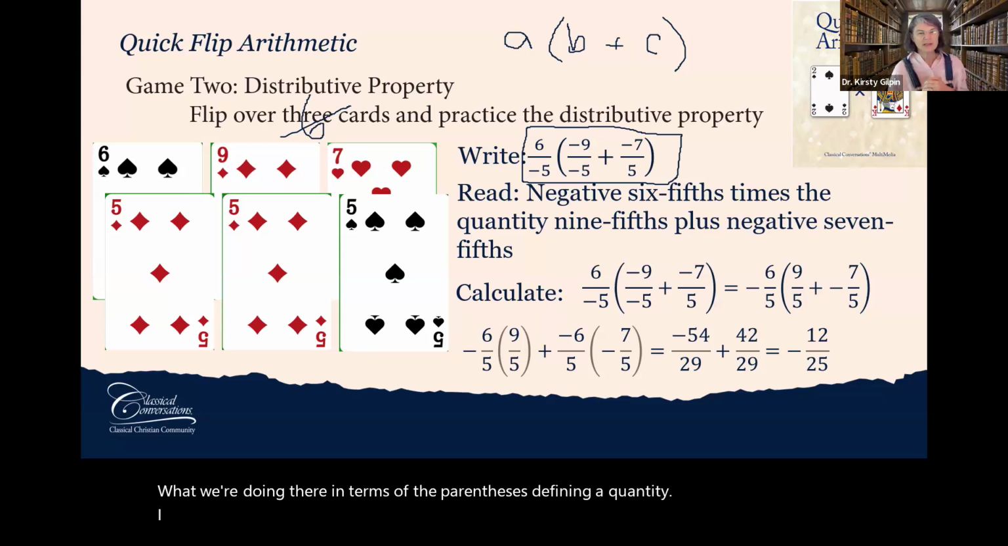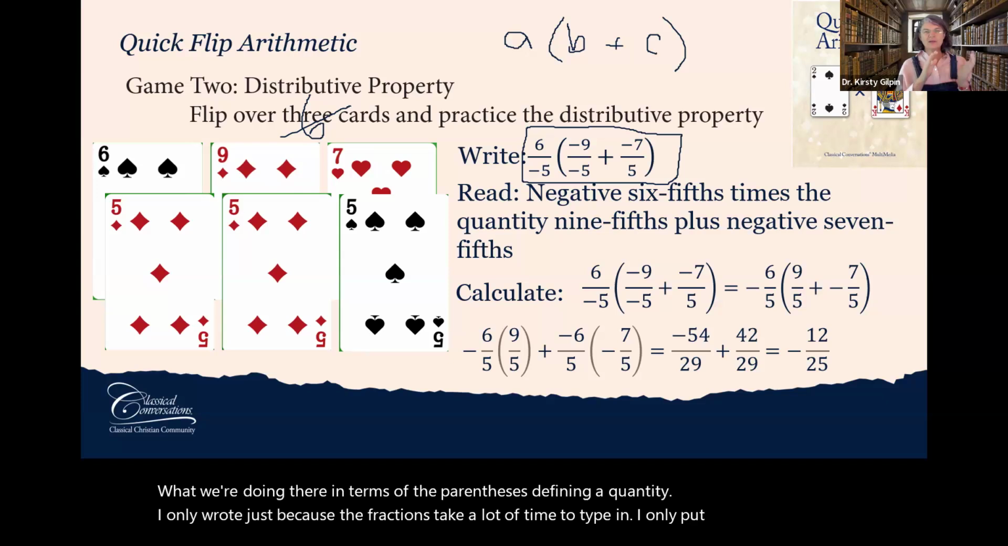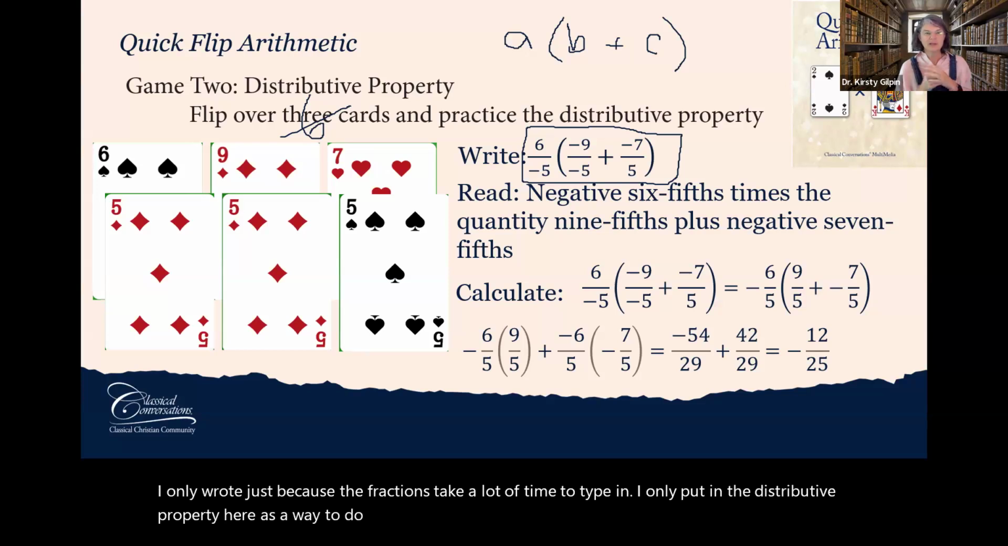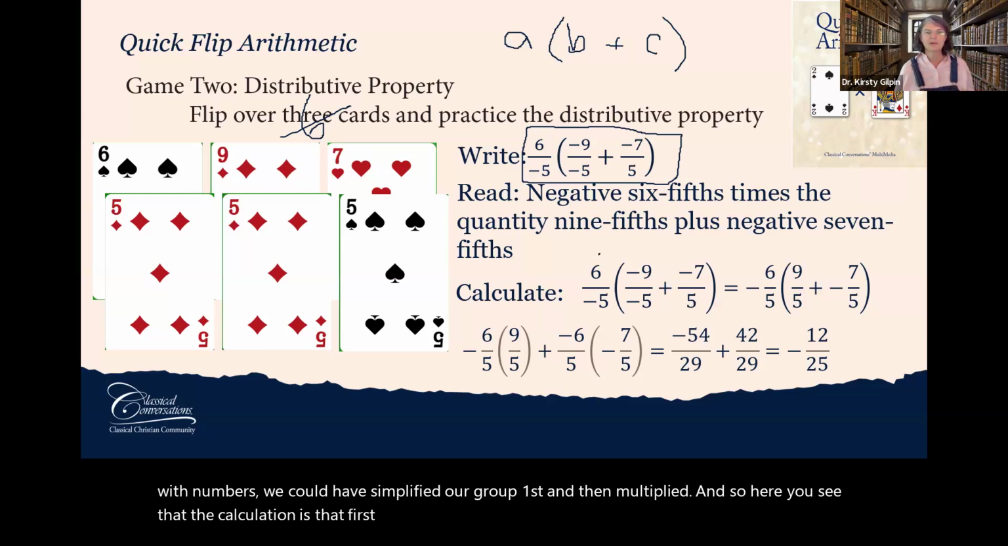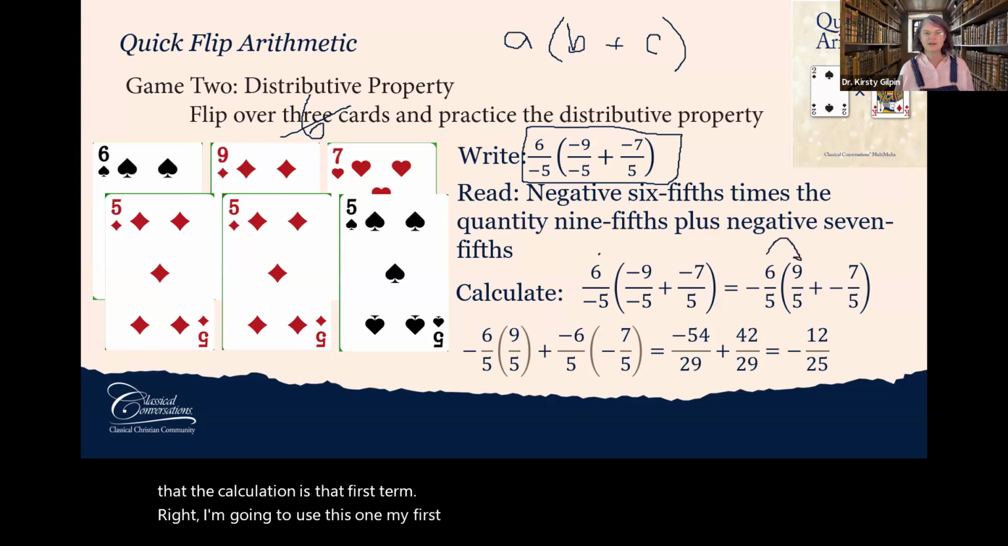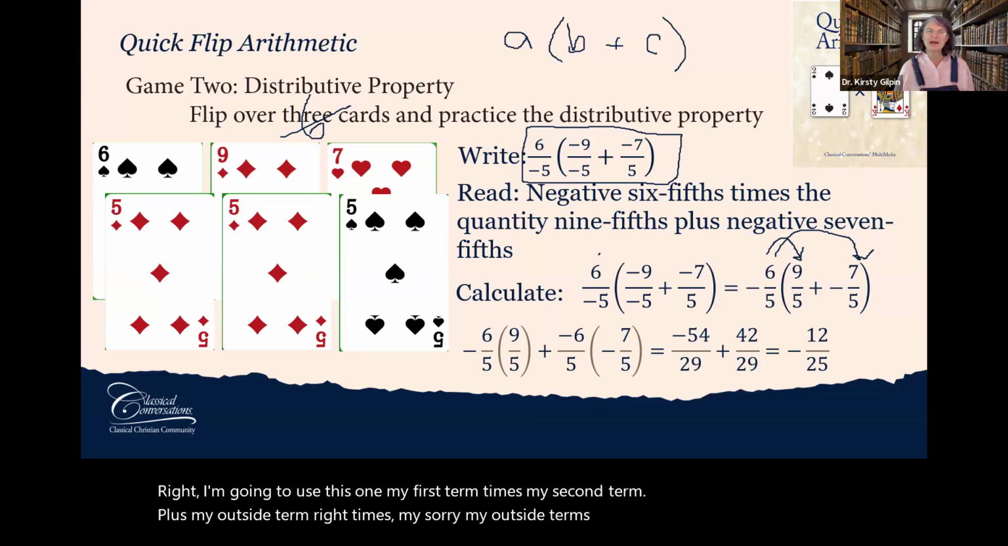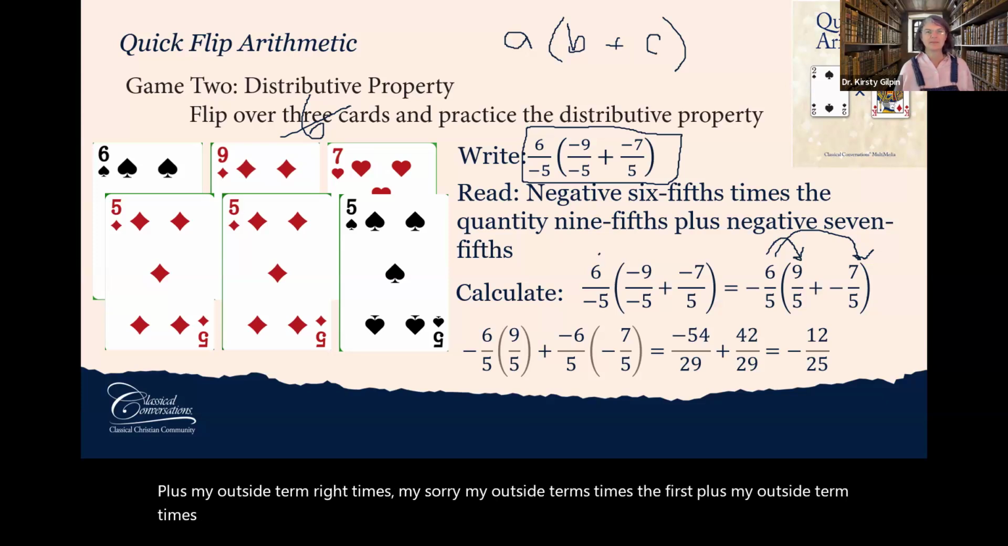I only wrote, just because the fractions take a lot of time to type in, I only put in the distributive property here as a way to do this. But certainly you could at home show that when we're dealing with numbers, we could have simplified our group first and then multiplied. And so here you see that the calculation is that first term, right? I'm going to use this one, my first term times my second term, plus my outside term times the first, plus my outside term times the second.